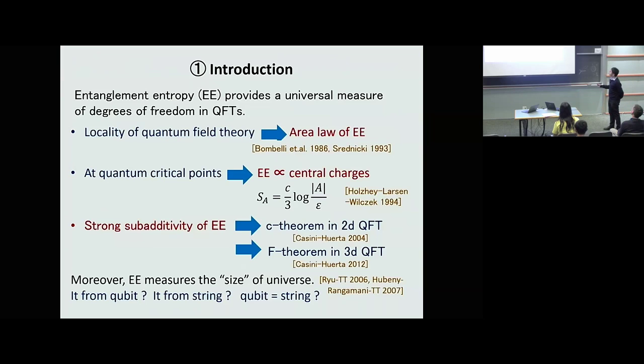And also if we look especially at quantum critical points or conformal field theory, entanglement entropy gets divergent because of this critical nature. And it has a very nice universal scaling in terms of the central charge. c is the central charge, c/3, and log of A, where A is the size of the subsystem used to define entanglement entropy. I'll come back to this later. And epsilon is a UV regulator, first found by Holzhey, Larsen, and Wilczek.